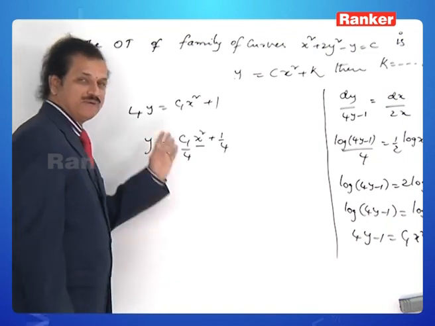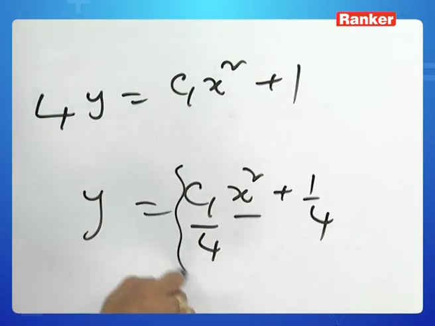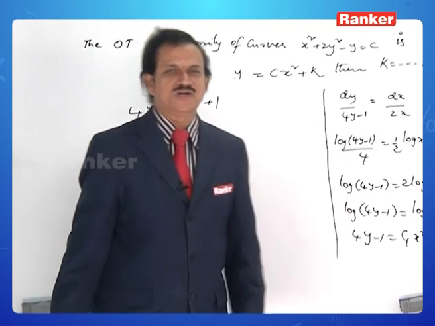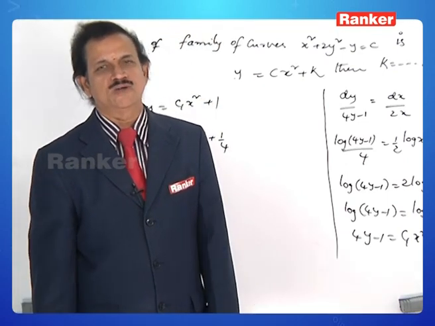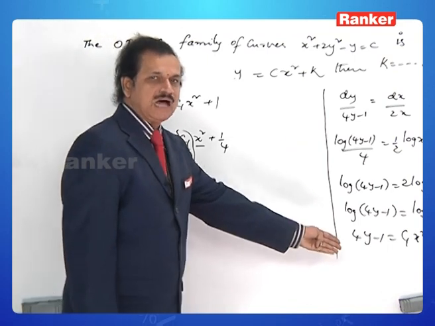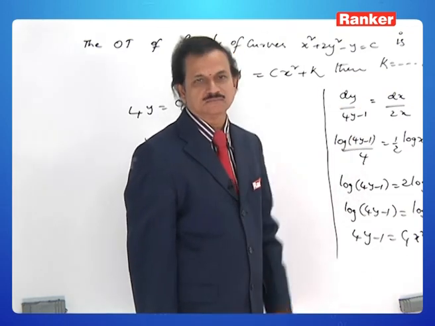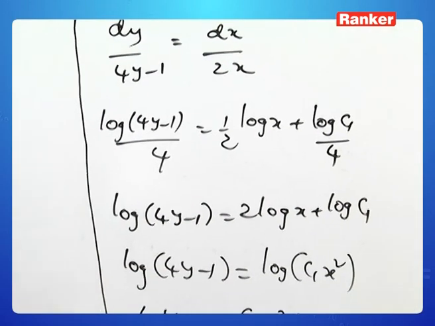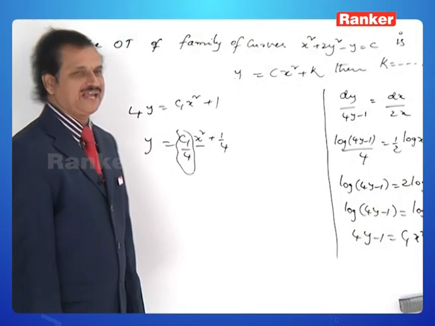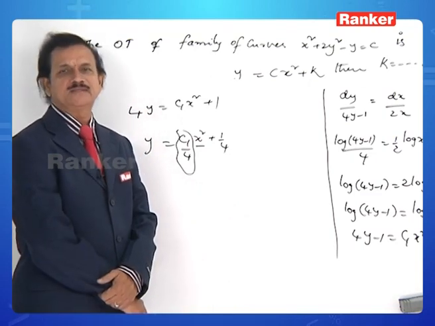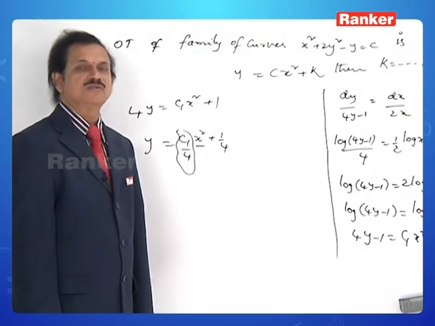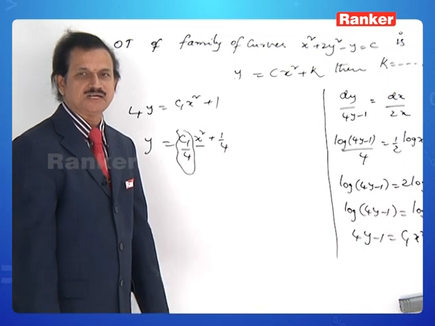Of course, you can compare this with the given equation. In the place of c1 by 4 we have c, and in the place of k we have 1 by 4. What is the value of k? 1 by 4. Because this has been obtained by solving the differential equation of the OT, but not of the given family. Therefore, this is the OT, and this can be compared with the given equation, so that k is equal to 1 by 4 is required. Like this, we have the equation of orthogonal trajectories of the given family of curves.